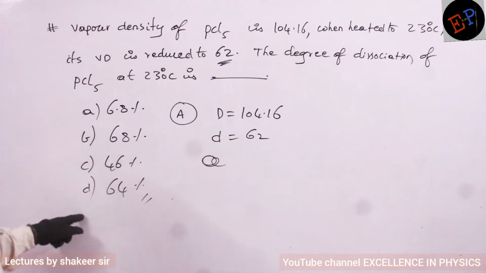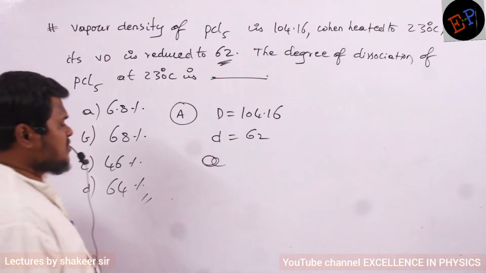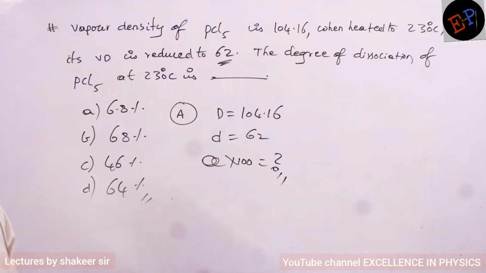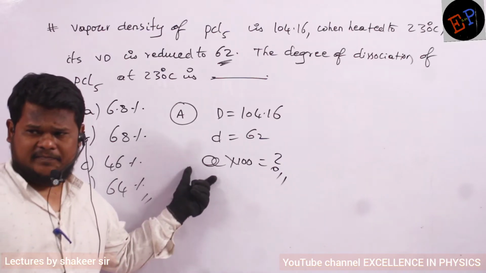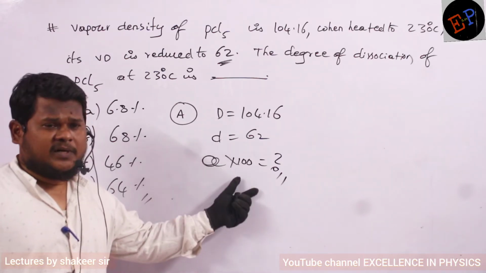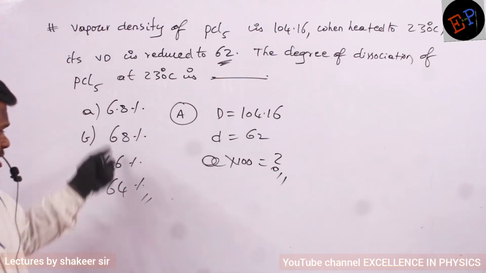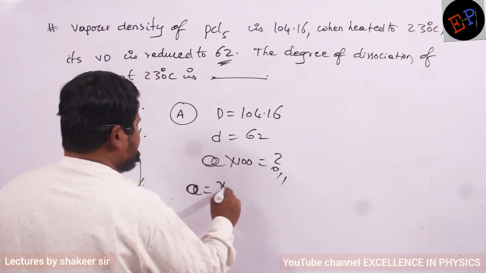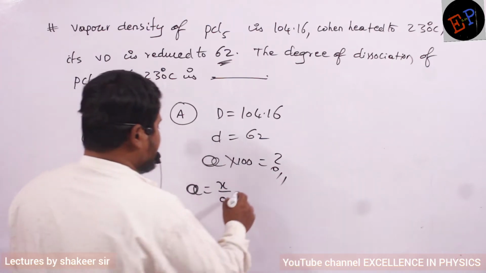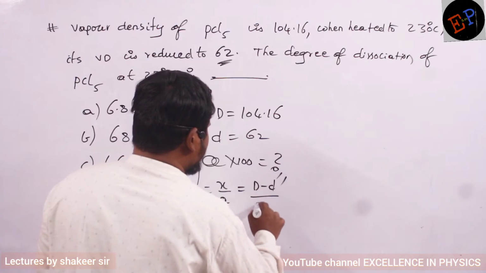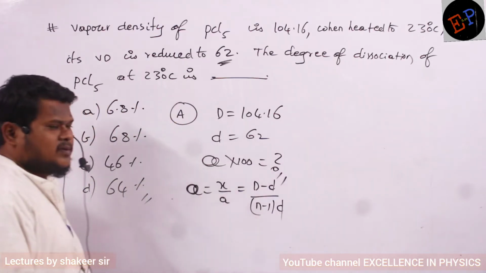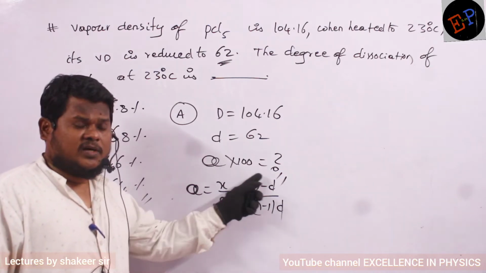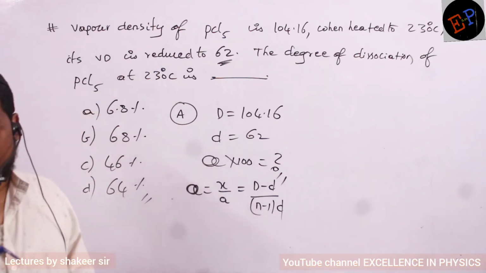But he did not give the fraction. He gave it in terms of percentage. It means alpha multiplied by 100. This one we are supposed to calculate. Are you able to understand? Alpha is just a fraction, x by a. Alpha multiplied by 100 will give percentage. And the option is given in terms of percentages only. So what is the alpha value? Alpha value can be written as x divided by a, or we can write capital D minus small d divided by (n minus 1) multiplied by small d. Like this also I can write. Now capital D we know, small d also we know, just the n value I don't know.